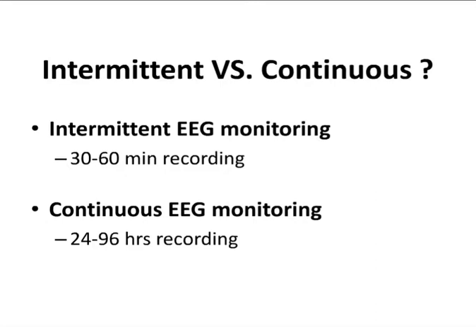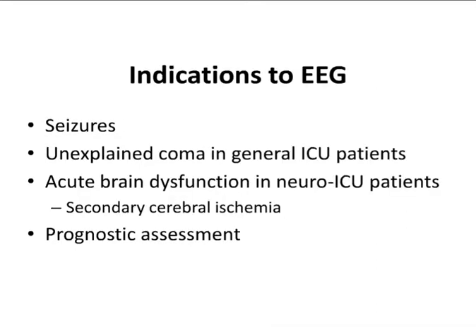Intermittent EEG monitoring is usually a 30 to 60 minute recording. And if you go for a continuous approach, it's at least 24 hours and even up to 96, so a few days. Now, of course, both approaches have advantages, and intuitively you can see that if you have continuous EEG monitoring, you have a lot of recordings to analyze. And in any case, I think that incorporating an EEG is a multidisciplinary team effort and a collaboration between intensivists and neurologists.